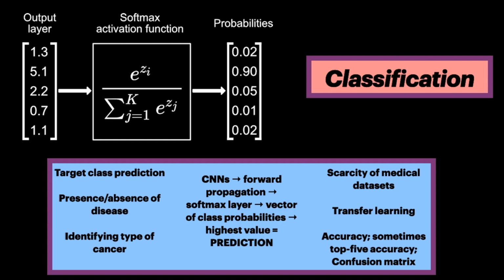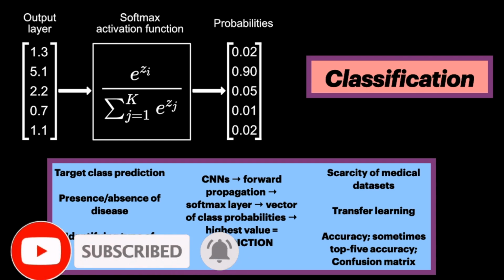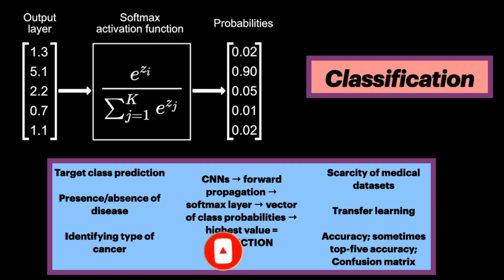Classification tasks in radiology consist of predicting some target class at the patient level from an image or region of interest. This task encompasses a wide range of applications, from determining the presence or absence of a disease to identifying the type of malignancy. Using deep learning, these tasks are commonly solved using CNNs, convolutional neural networks. After forward propagation of input images, the softmax layer will produce a vector of class probabilities from which the highest value represents the predicted class.